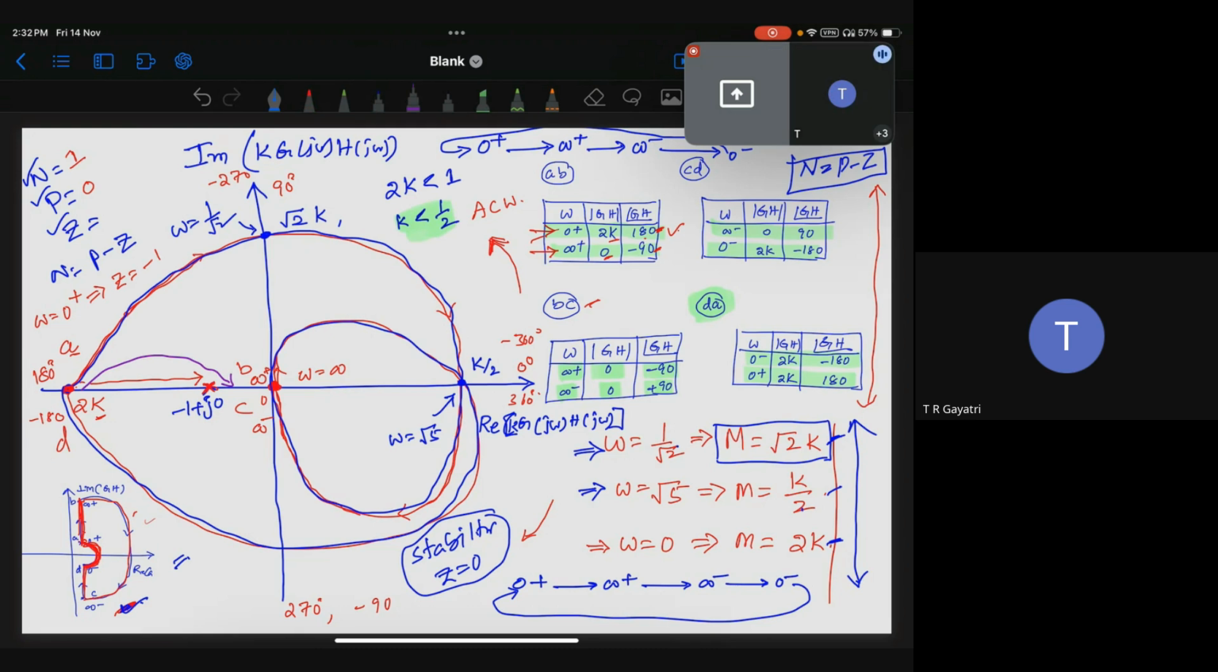So is it K or mod K, sir? This is magnitude. Okay, sir. Yeah, that is magnitude.